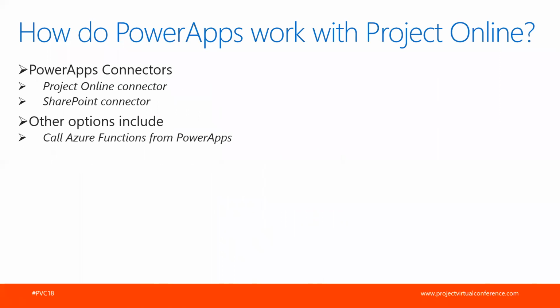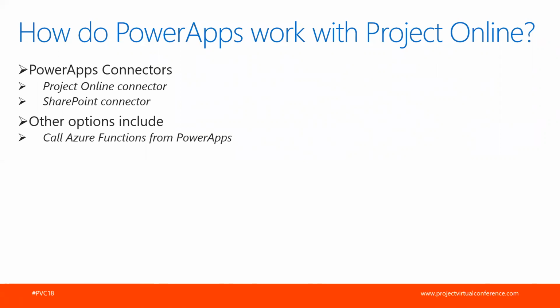So how do Power Apps work with Project Online? As mentioned, there is a Project Online connector that you can use within Power Apps and Flow. Also, you can make use of a SharePoint connector. I've got SharePoint on there because one of the apps that I show you will actually be consuming Project Online data, but it will be via the SharePoint connector. There's a process to get that data into SharePoint first. Alternatively, it could be a combination of both of those within one app.